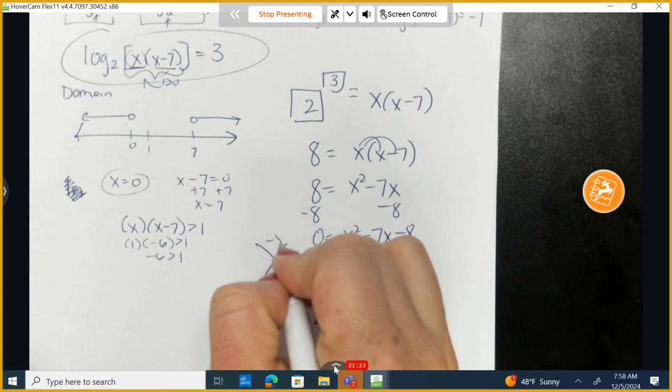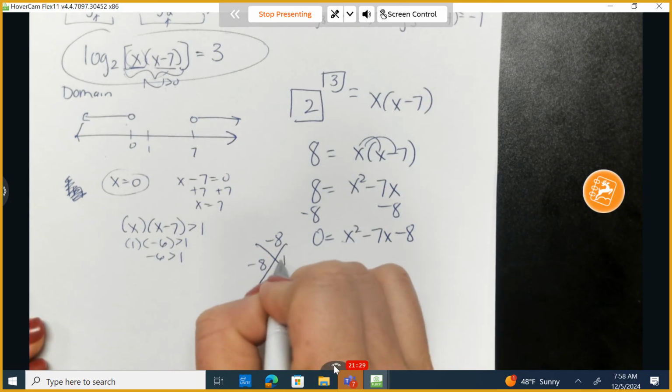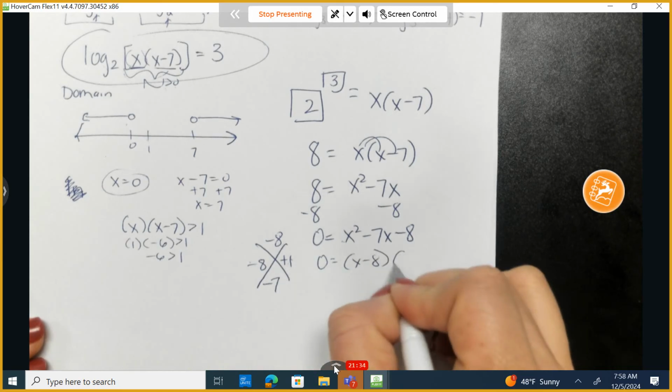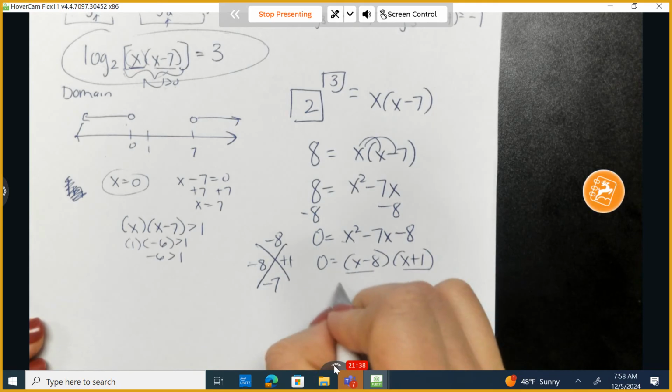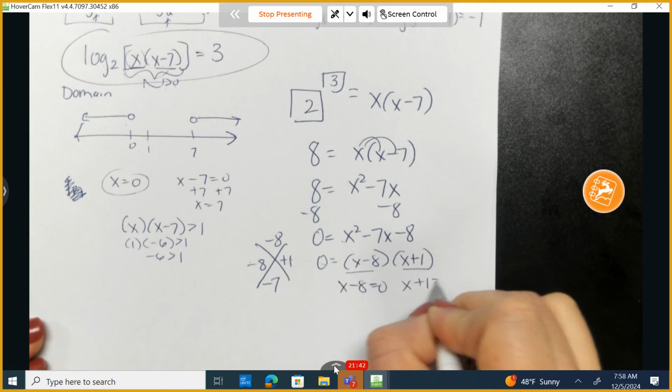So 1 times negative 8, let's see if it's factorable. Do I know two numbers that multiply to give me negative 8 and combine to give me negative 7? I do. Negative 8 and positive 1. Multiply and combine. So 0 equals x minus 8 and x plus 1. Each one of these quantities, called factors, I'm now going to set equal to 0, and I'm going to solve.